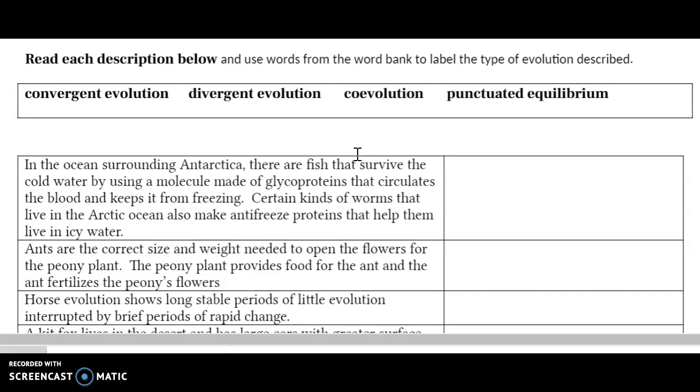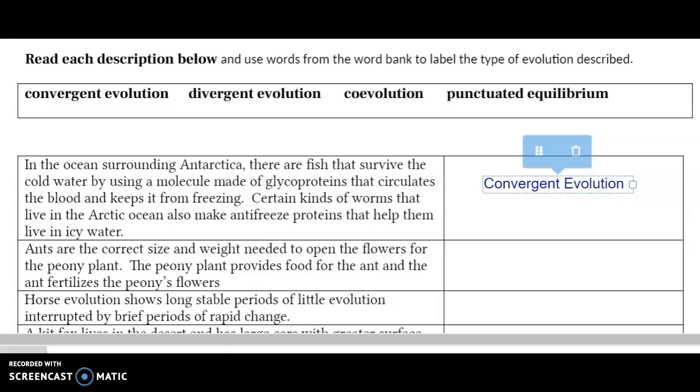First one says, in the ocean surrounding Antarctica, there are fish that survive the cold water by using a molecule made of glycoproteins that circulates in the blood and keeps it from freezing. Certain kinds of worms that live in the Arctic Ocean also make antifreeze proteins to help them live in icy waters. Okay, totally different species. They live in the same environment, have the same environmental stressors on them, so they've become more alike. They're coming together, convergent evolution.